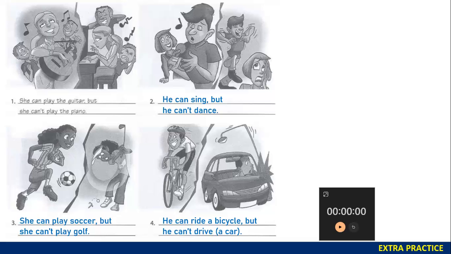I can play soccer, but I can't go bowling. Okay, I can play soccer, but I can't go bowling. Yes, what about you, Jasmine? I can draw, but I can't dance. Okay, I can draw, but I can't dance. Excellent, girls.